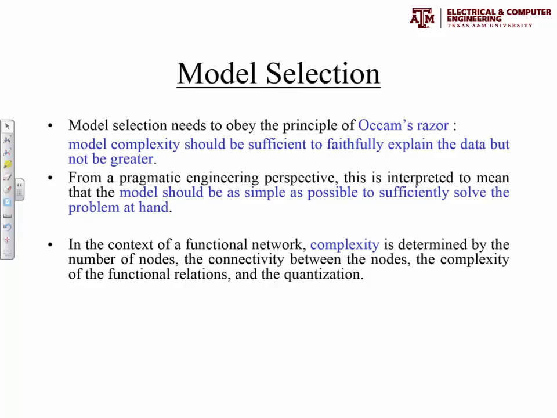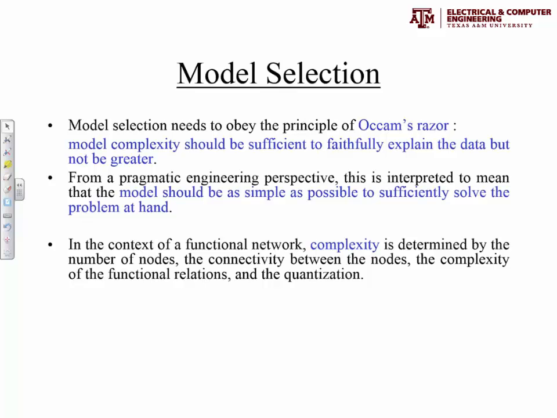At high frequency, this capacitor is going to short that resistor, so you throw it out, but at the end you get some result. So you cannot reduce it to that piece of wire, because then you can learn nothing about the circuit that you started out with. So it should be simple, but it should have sufficient resolution to solve whatever problem you're interested in. So in the context of a functional network, complexity is determined by the number of nodes.